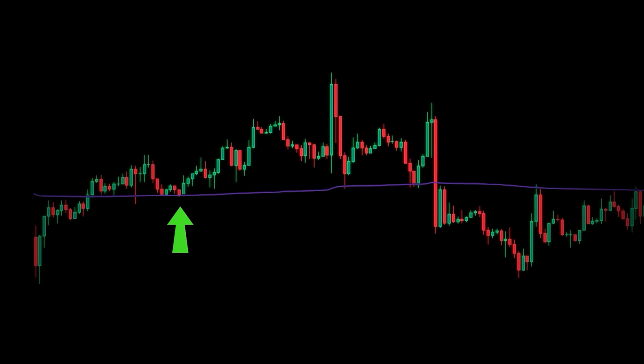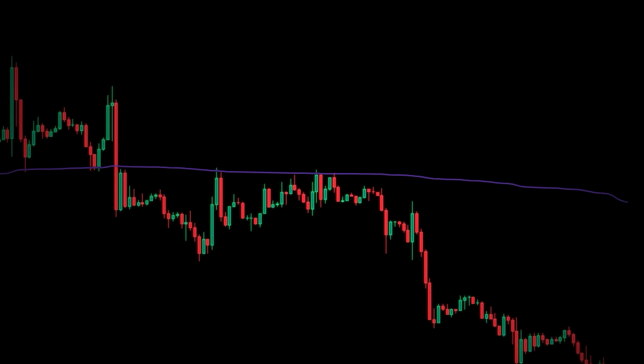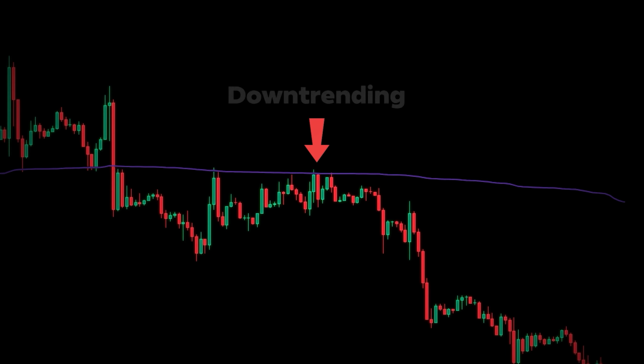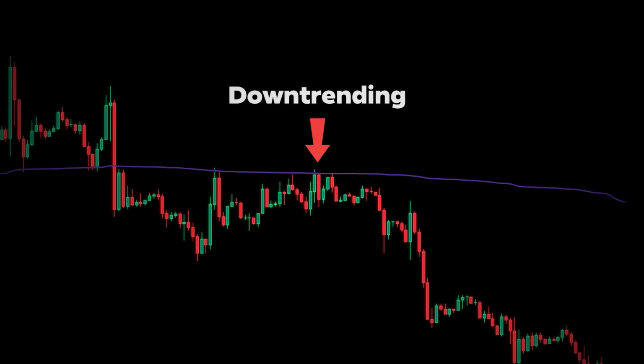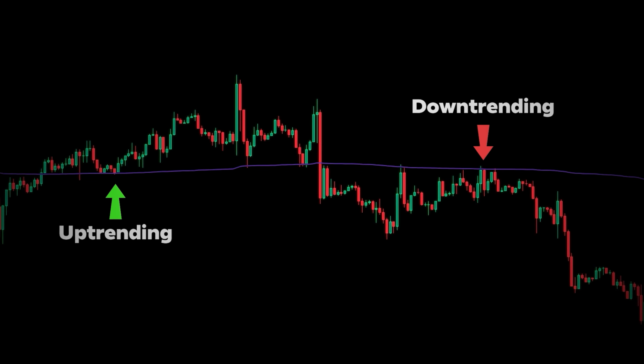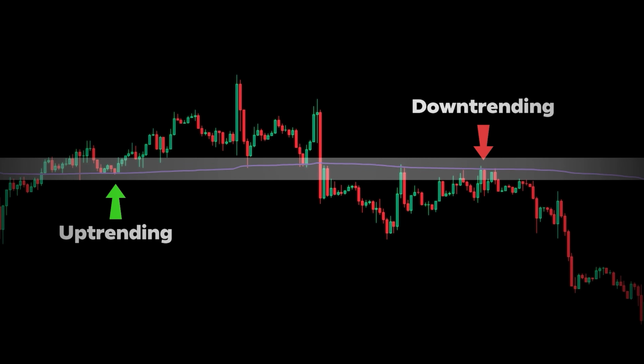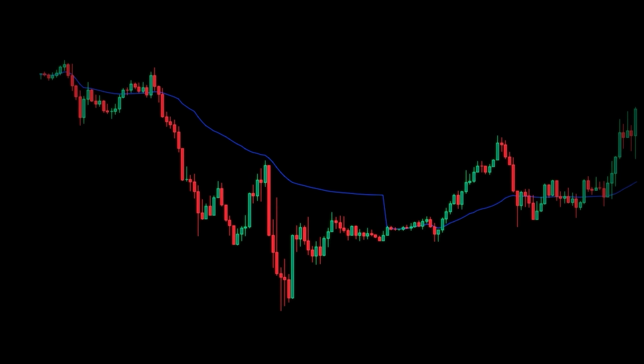When price is above the VWAP line, the market is considered bullish. And if it's trading below the VWAP, the market is considered bearish. In addition to that, it's also a very consistent level of support or resistance depending on what direction price is trending. Let's put this to practice.